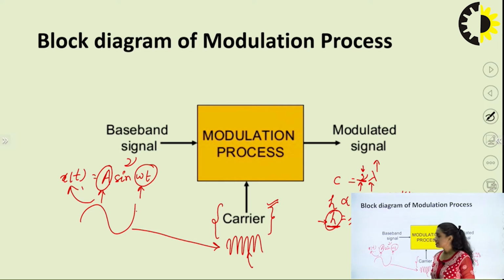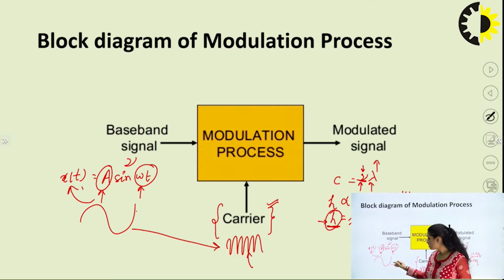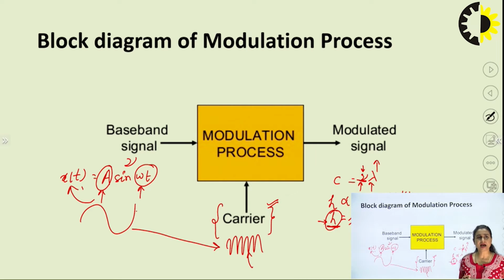So the baseband signal, or the information signal, or the message signal, is my low frequency signal, the actual information signal, and my carrier is a high frequency signal which will act as a carrier for this message. And when I pass these two through this box, what I will get will be the resultant wave. Now, if I want to classify what kind of modulation I am using, that will depend on which characteristic of my carrier wave is altered with respect to the baseband signal.